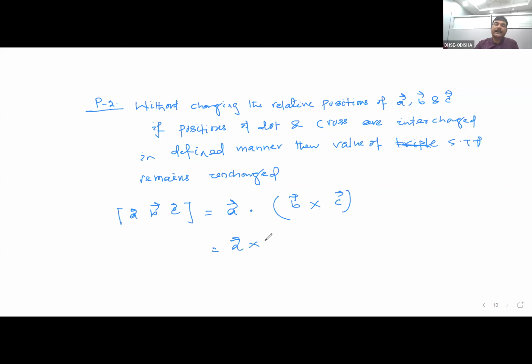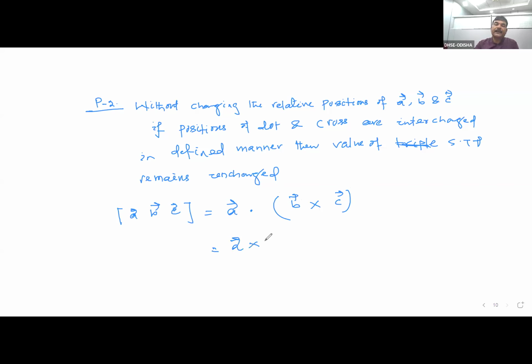Now suppose A and B are parallel. Suppose A is parallel to B, then also the scalar triple product is 0. B cross C is perpendicular to B as well as C. B cross C is perpendicular to B. Again, it is given that A is parallel to B. So this implies B cross C is perpendicular to A.